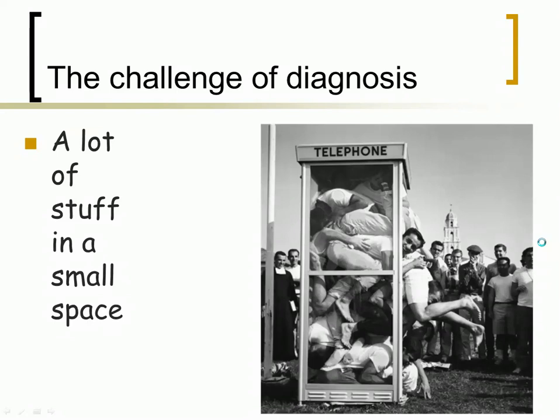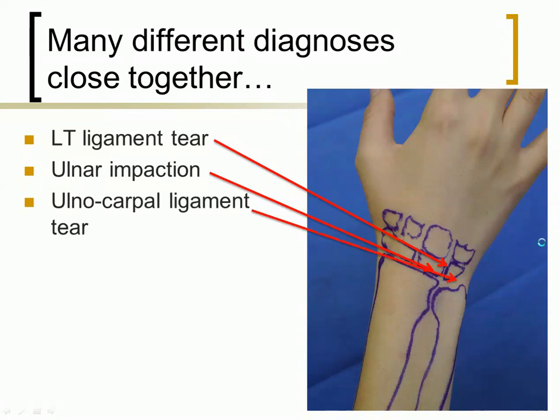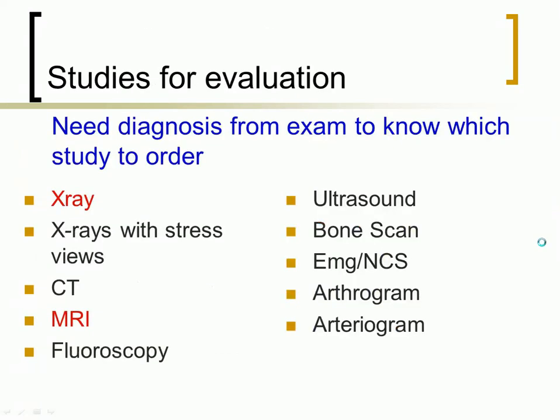The first is that there is a lot of stuff in a small space. Here are a few examples. LT ligament tear, ulnar impaction, ulnocarpal ligament tear, TFCC tear, DRUJ arthritis or instability, ECU tendinitis, and more. And each condition is a different diagnosis and requires a different treatment. This is the second reason that diagnosis can be challenging.